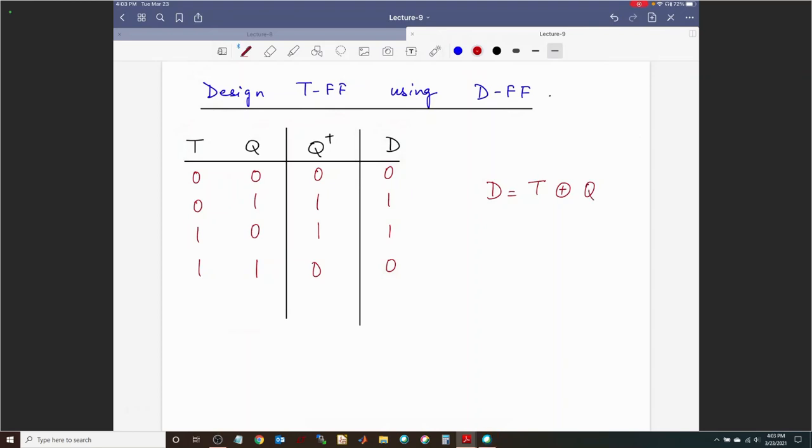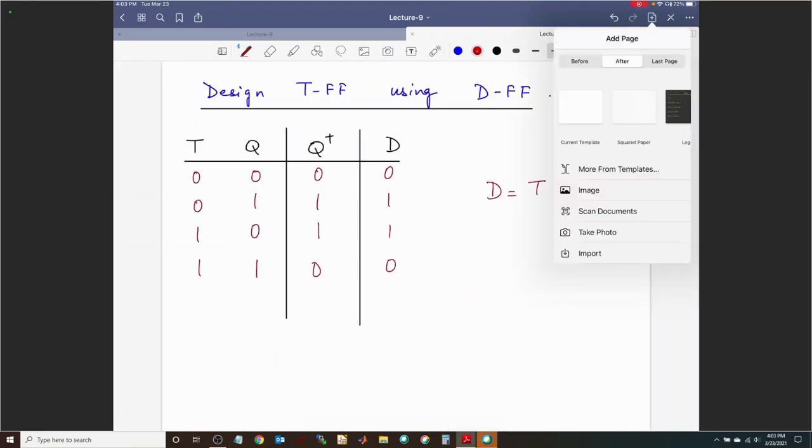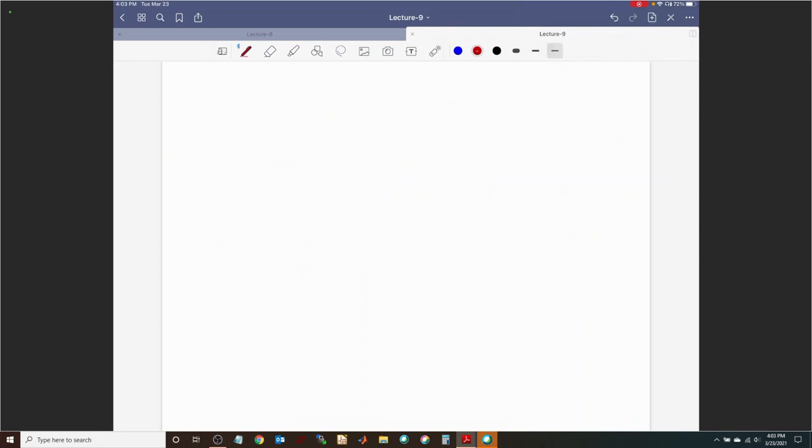You guys see that? Let me just change the page here. What did we have? We had a D flip-flop, right? So let me just draw a D flip-flop here. I've got a D flip-flop. Let's make it a positive edge trigger D flip-flop. I've got a D input here, a clock input here.